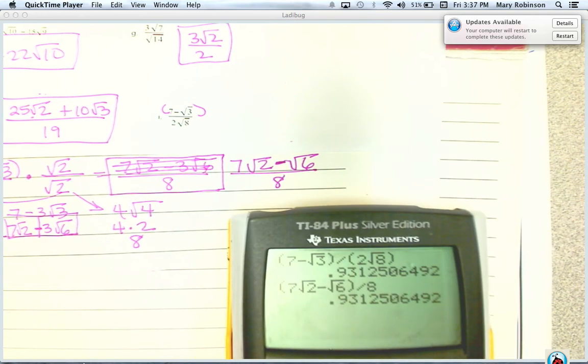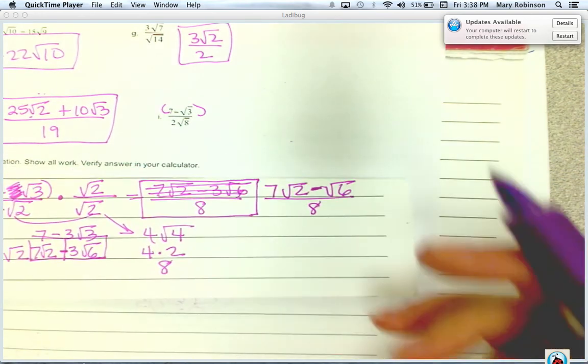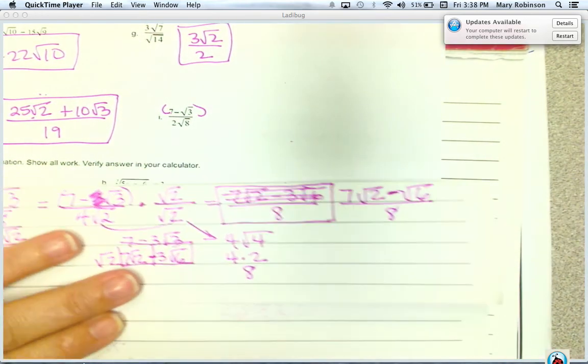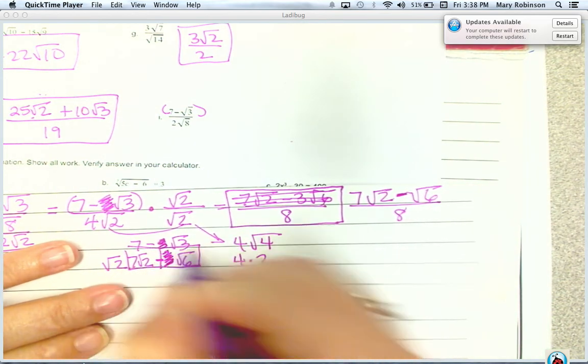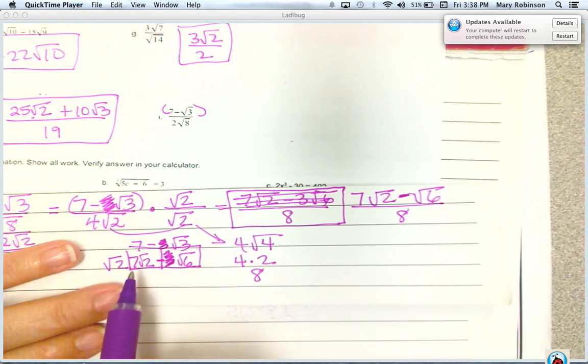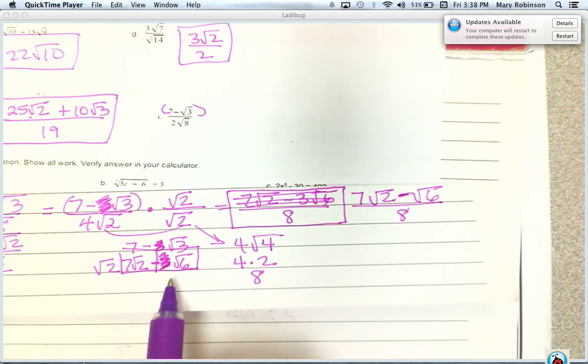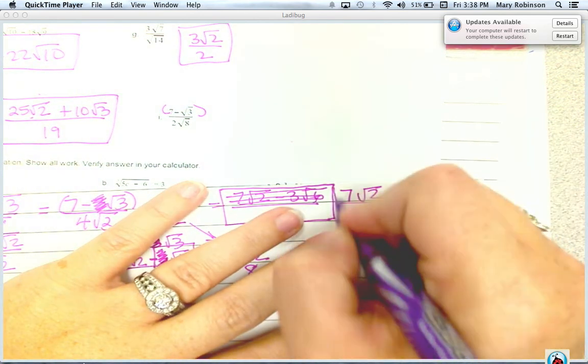But that's how important checking is. It helped me to even catch my mistake there. So again, what I messed up on was having a 3 right there. So it just shouldn't have been there. So 7 square roots of 2 minus the square root of 6 there. And that's my final answer.